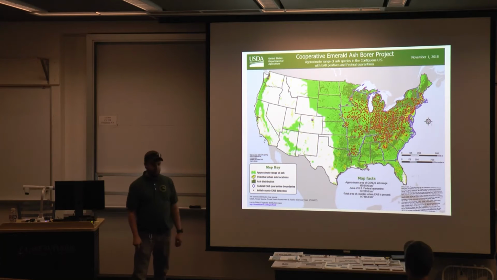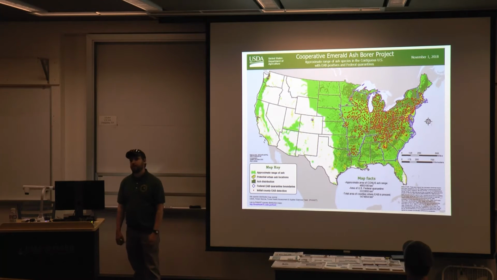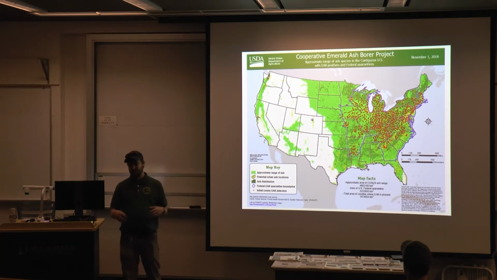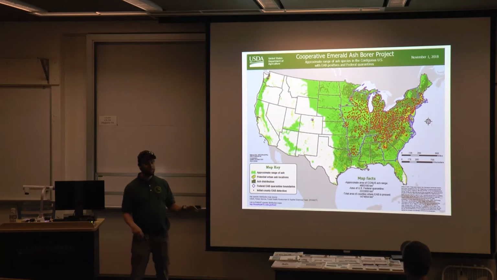This kind of shows you where we know emerald ash borer is in the U.S. The green is showing where the range of native ash trees are. So there's plenty of room for EAB to keep spreading throughout the U.S.